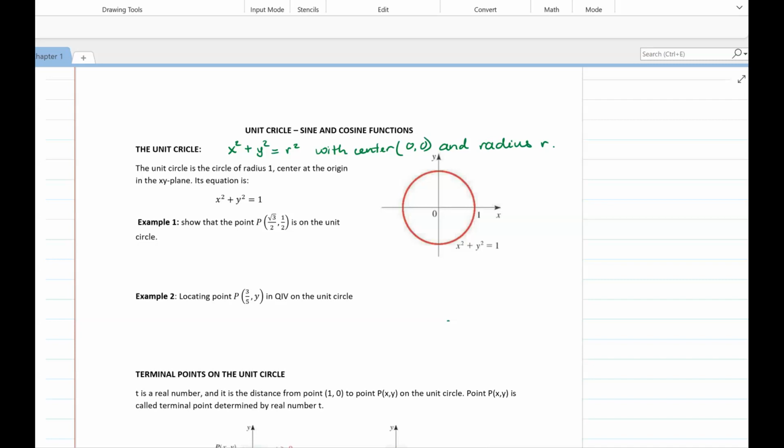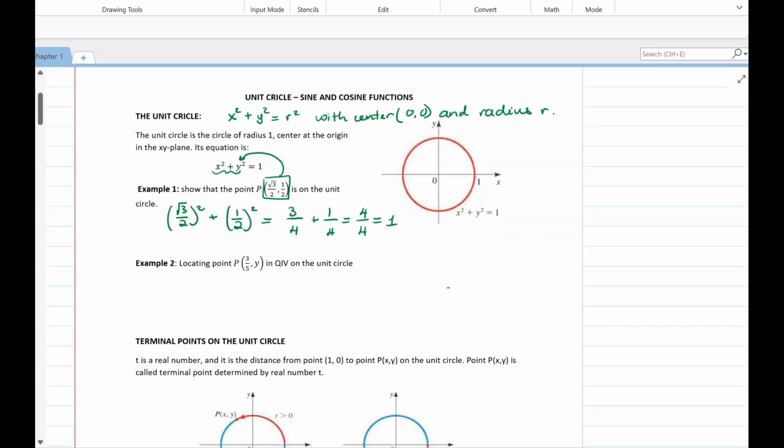Now, to show that a point is on a unit circle, we need to show that the point satisfies the equation for the unit circle. So, for example, we want to show that the point P, square root 3 over 2, 1/2, is on a unit circle. We need to check whether x squared plus y squared equals 1 or not. So we substitute the x and y values into the left side of the equation and check whether we get 1. So square root 3 over 2 squared plus 1/2 squared is 3 over 4 plus 1/4. This is 4 over 4, which simplifies to 1. So we have verified that the point P, square root 3 over 2, 1/2, is a point on a unit circle.